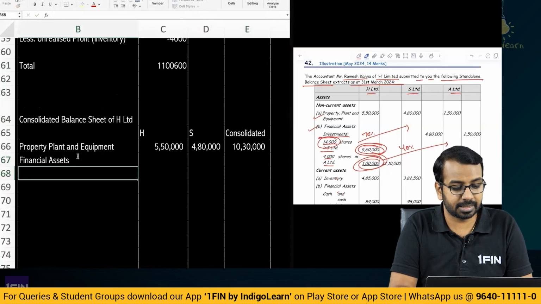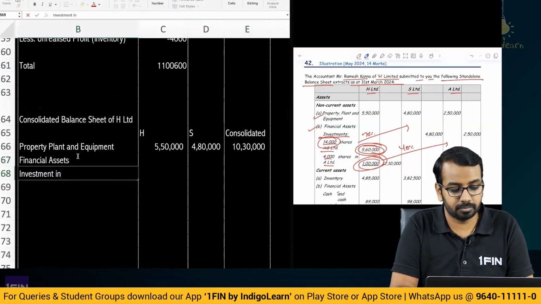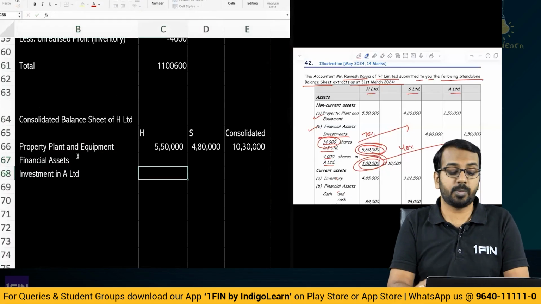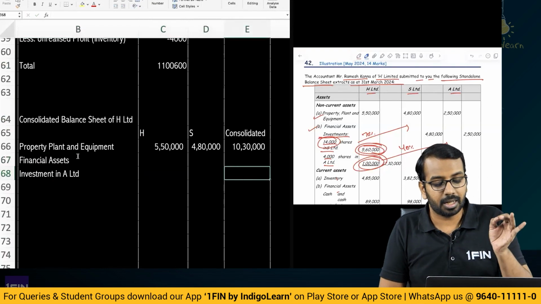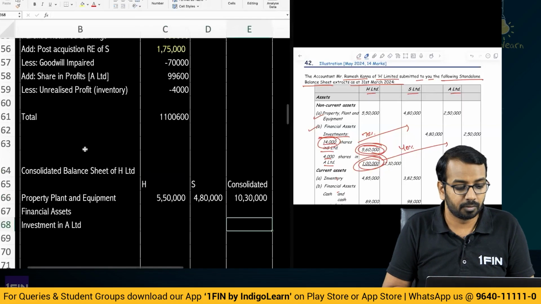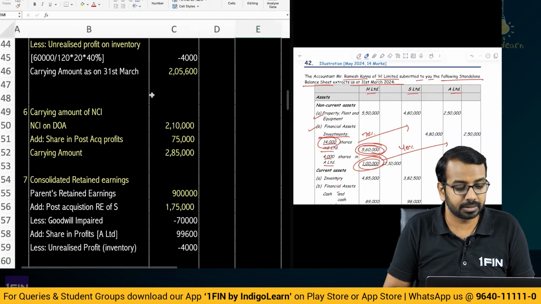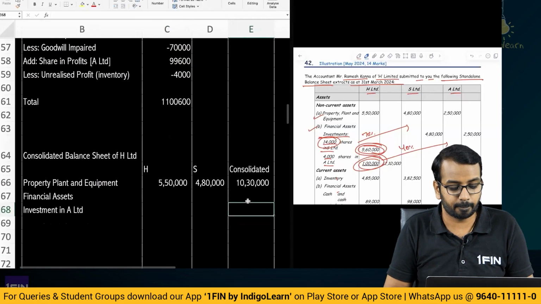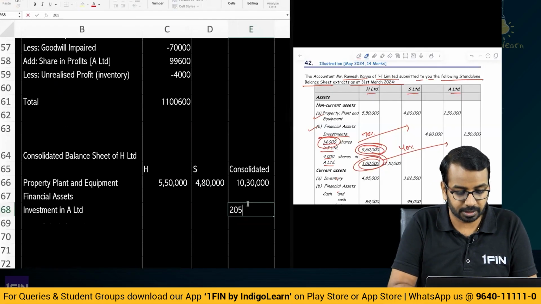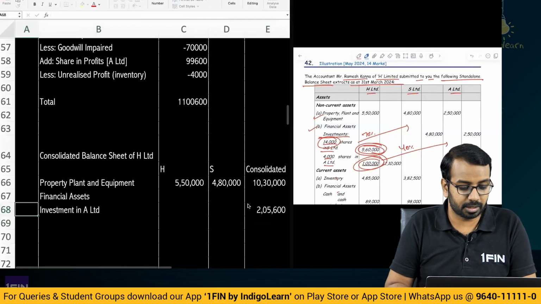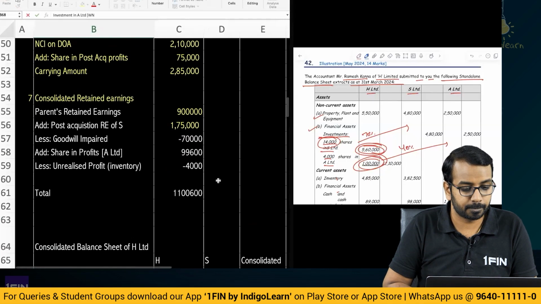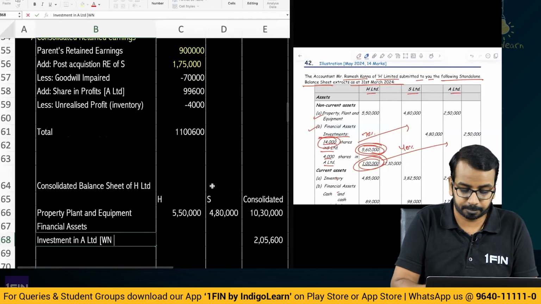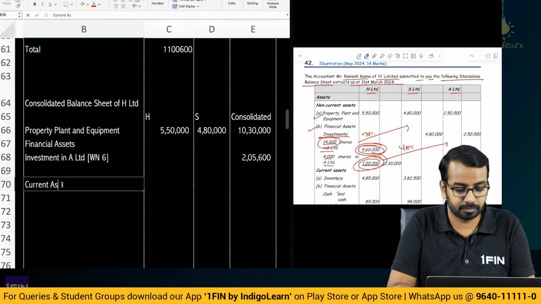Then financial assets. Now under financial assets, investment in A Limited. You will not show investment in S Limited because that gets eliminated. So you will only take the investment in A Limited, the consolidated number from the working note, that is 2,05,600. Here you can refer working note number 6.